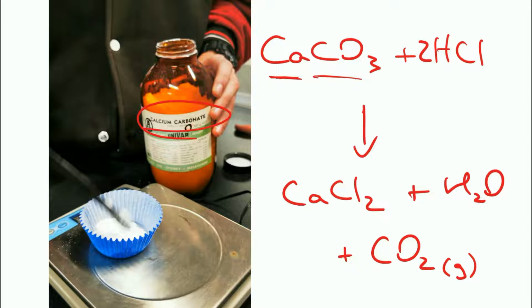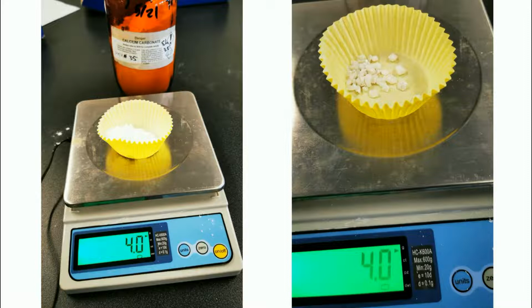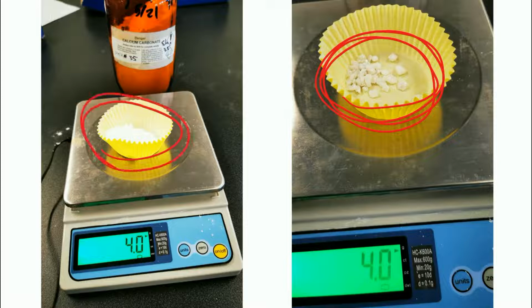It's balanced because, of course, we can't create or destroy matter when we do chemistry. So let's weigh out some calcium carbonate. What you'll notice here is that we have some calcium carbonate chips, some chunks of it, right? We call these marble chips. Now over here, you can't really tell in the photo, but that's powder. It's the same stuff, calcium carbonate, but it's as a powder.